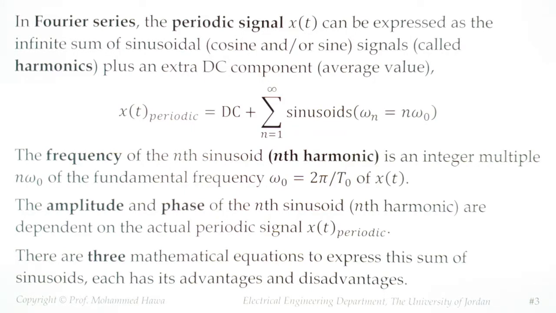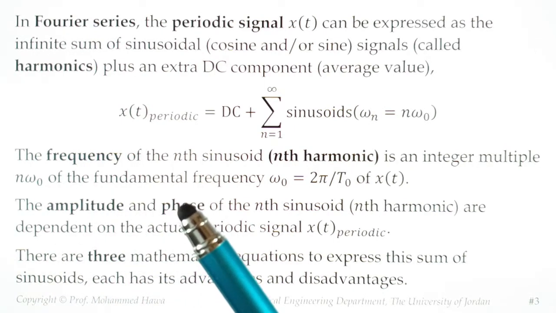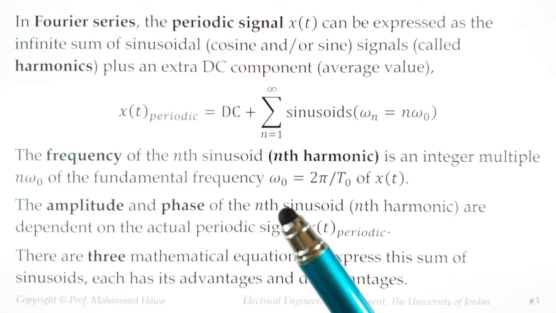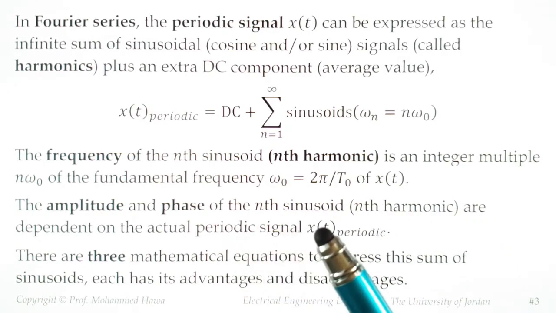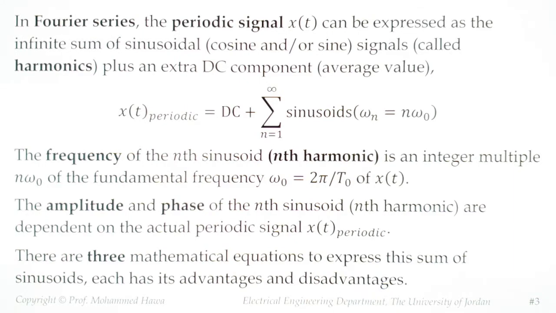What else do we need to know about sinusoidal signals? We also need to know the amplitude and the phase. The amplitude and the phase of the nth sinusoid or the nth harmonic are dependent on what periodic signal x of t you are dealing with. So if you are dealing with x of t repeated rect, you'll get certain amplitudes for the cosines and the sines, different than if you're dealing with repeated triangular or repeated sawtooth. Every time you change x of t periodic, you are getting different amplitudes and different phases for those sinusoidal signals.